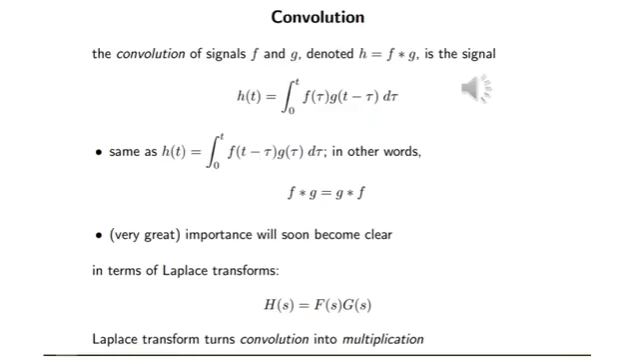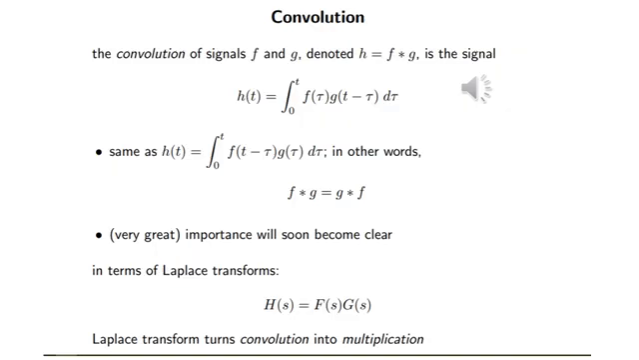Similarly, convolution in the time domain will change into multiplication in the frequency domain, and multiplication in the time domain will change into convolution in the frequency domain. Vice versa is also true. The convolution of signals f and g is denoted by the integral from 0 to t of f of tau g of t minus tau d tau, which becomes the convolution of f of t and g of t.